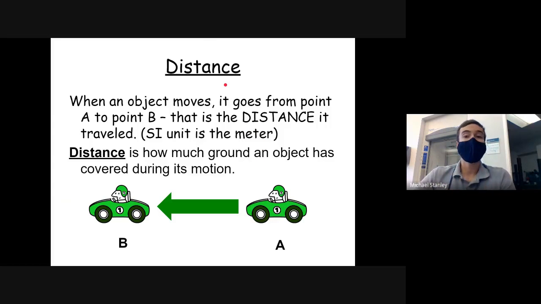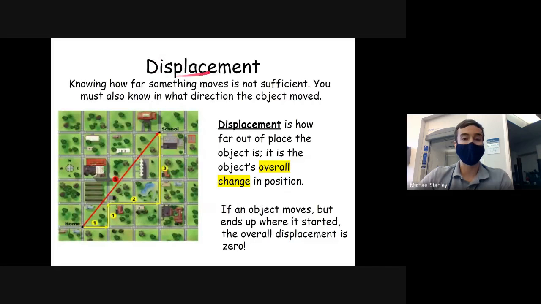Another way that we can think about how things move, other than just thinking about distance, is something called displacement. Displacement isn't just the amount of ground covered by an object. It is the total overall change in that object's position.